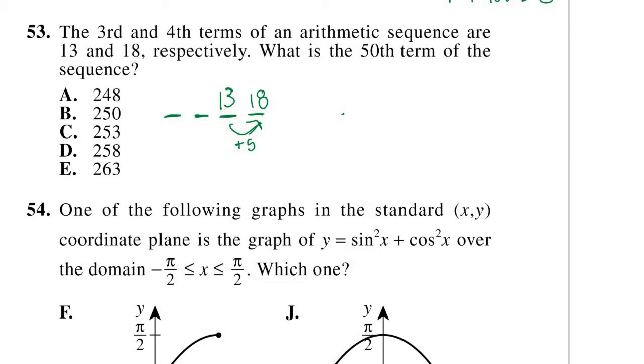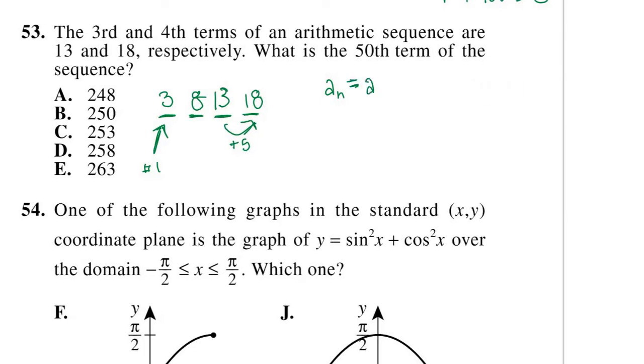So 13 minus 5 will get 8. 8 minus 5 will get 3. So our first term is 3. Now, arithmetic sequences, we use this formula. a sub n is equal to a sub 1 plus n minus 1 times d.